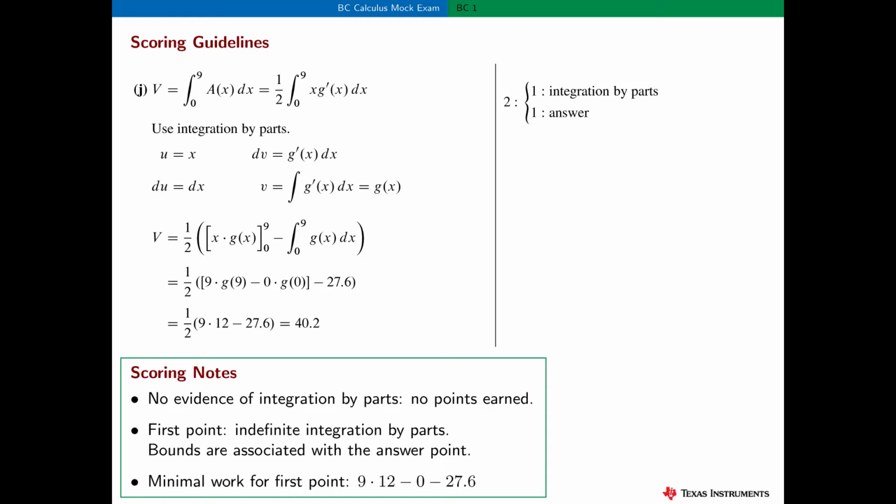If there is no evidence of integration by parts in the solution presented by the student, then no points are earned in this part. The first point is for integration by parts, but without concern for the bounds. The limits of integration are associated with the answer point. And as I've talked about previously, there is often minimal work necessary to convince us that the student has used integration by parts correctly. Notice that the constant 1/2 is associated with the answer point.